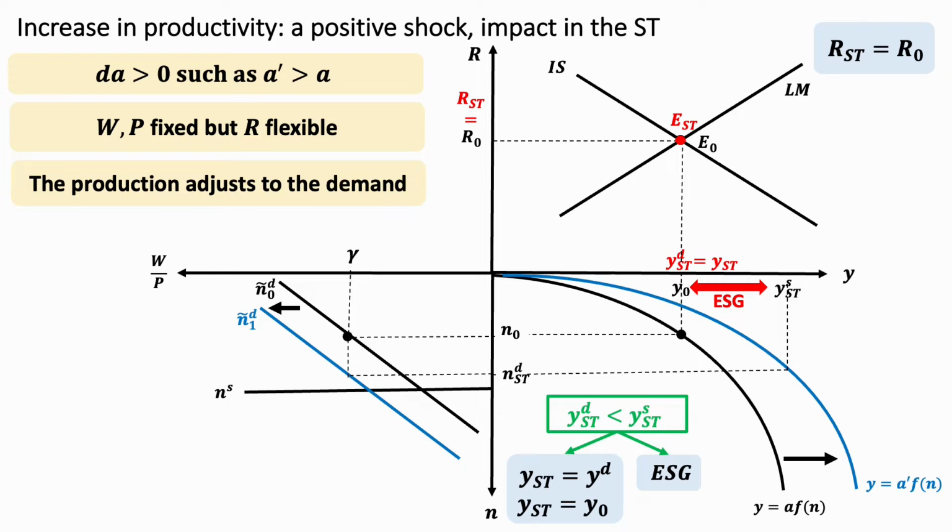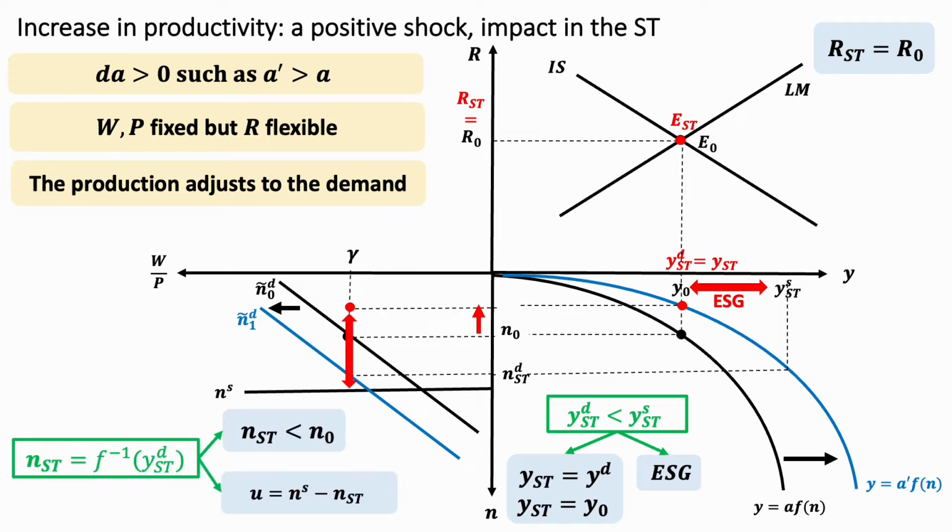For the same level of production, as workers are more productive, the firm needs fewer workers. So employment decreases compared to the initial situation. Overall, in the short term, technical progress is likely to increase unemployment. However, this conclusion will change in the medium and in the long term.